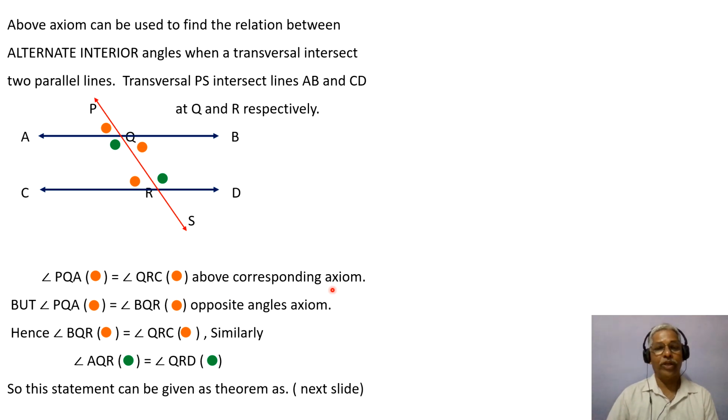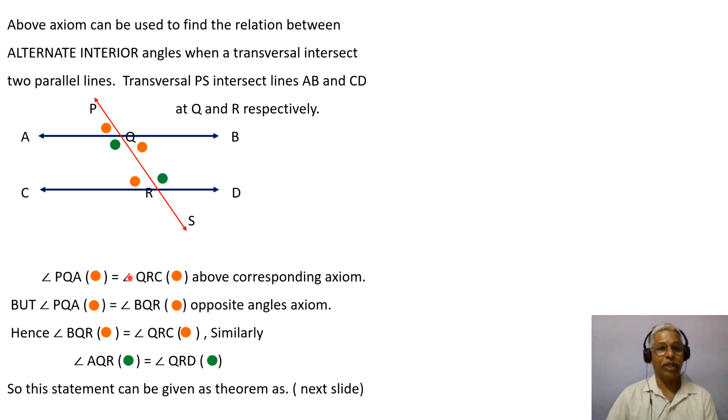By the corresponding angle axiom, we know this. But angle PQA is equal to angle BQR. Why? Opposite angles. So if PQ is this and PQ is again this, then these two are equal. So angle BQR, this one, is equal to angle QRC. Alternate interior angles, these are equal.